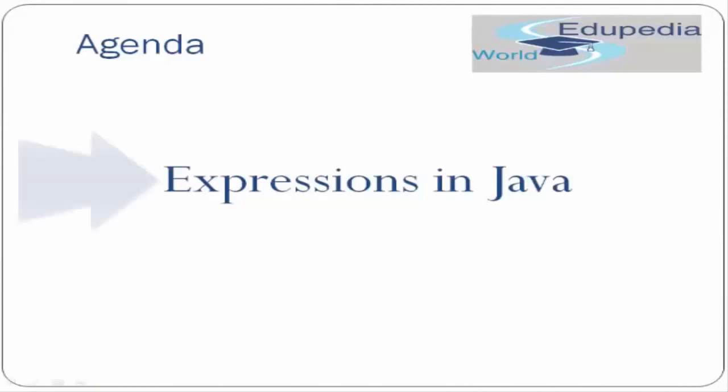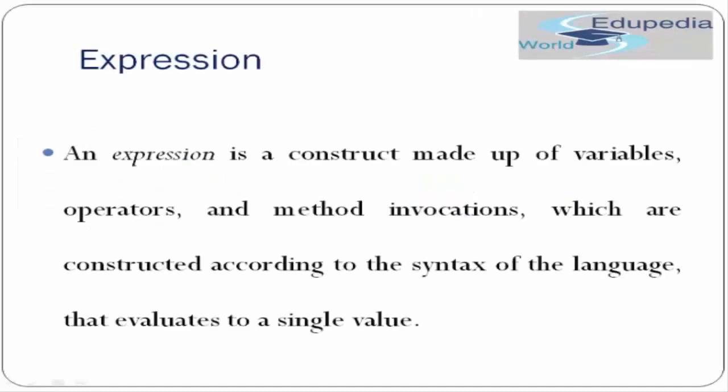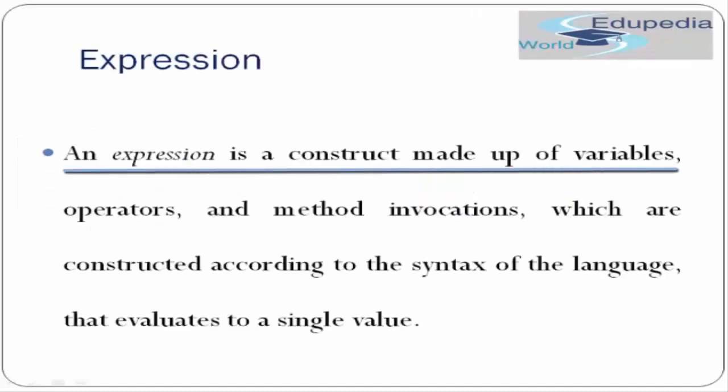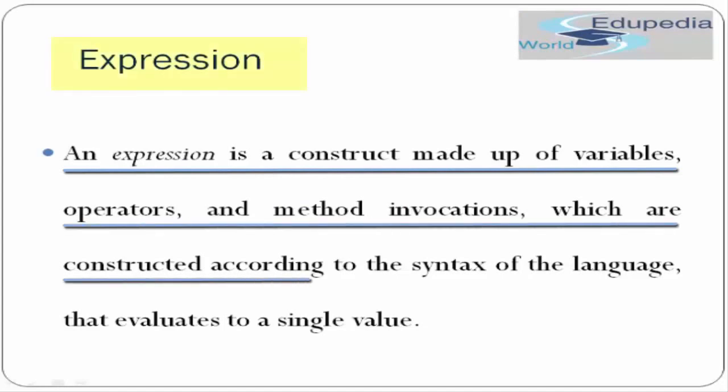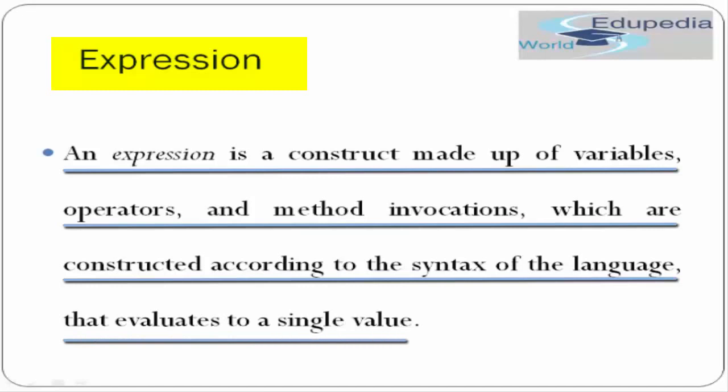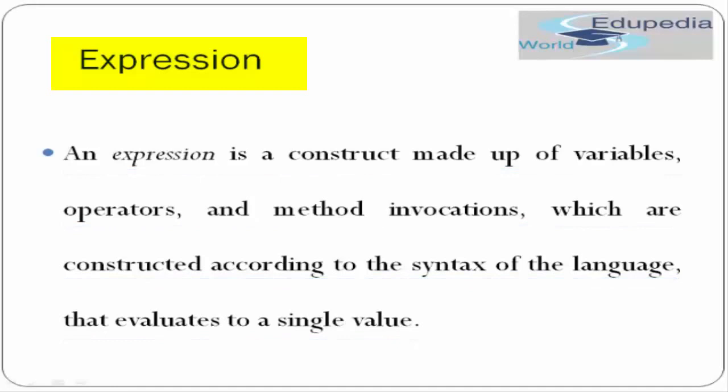In this tutorial, we will study about expressions in Java. So, an expression is a construct made up of variables, operators, and method invocation, which are constructed according to the syntax of the language that evaluates to a single value. So, an expression can be called a construct that can have variables, operators, some method invocation, and which are constructed according to the syntax of a particular language, over here, which is Java.